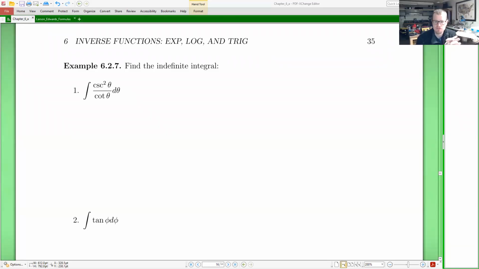We want to continue taking a look at section 6.2. So let's look at a couple examples, and then we're going to look at a theorem associated to those examples. All right, so we want to find the indefinite integral. No instructions this time other than find the indefinite integral.